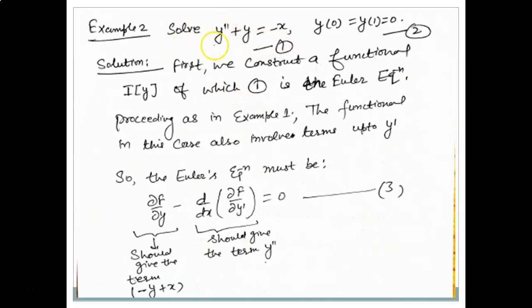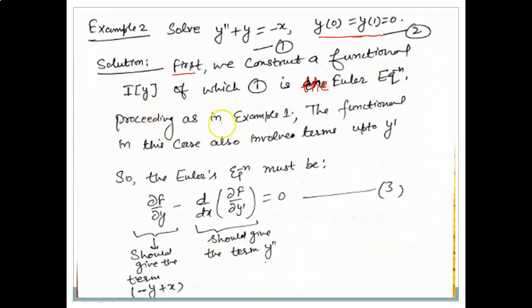So one method for the solution of this problem is to get the exact solution, and here we want to discuss the approximate solution using the methods of the calculus of variation, and the method which we are discussing here is the Rayleigh-Ritz method. So again, in this problem, our first task is to construct a functional I[y] of which this equation 1 is the Euler equation.